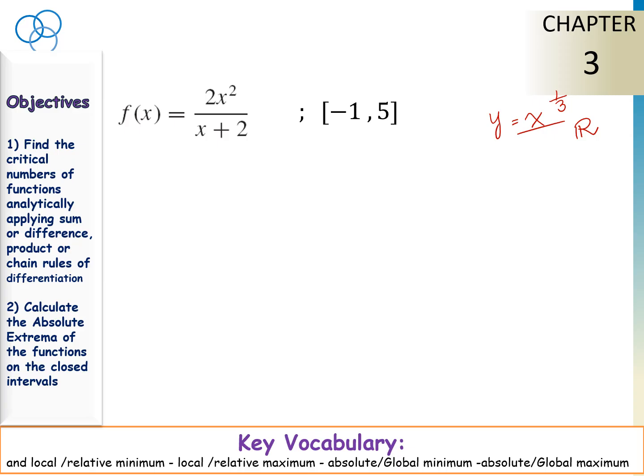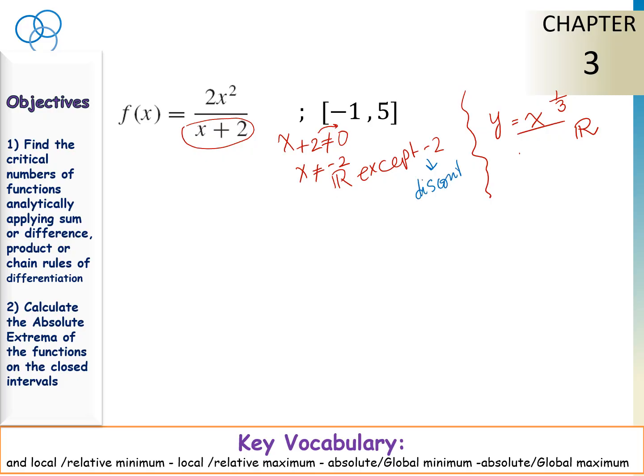But whenever you have a rational function, the denominator must not be equal to 0, which means that x plus 2 must not be equal to 0. From here, bring the 2 to the other side, so x should not be equal to -2, which means the domain is all real numbers except -2. Now, what is the difference between this question and the previously solved question? In this question, at -2, you have a discontinuity. Vertical asymptote in this case, or it could be a hole also.